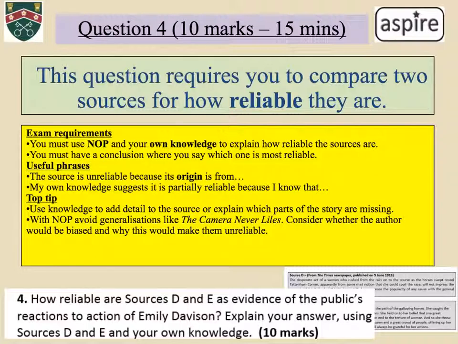Now, in terms of structure, the best way to structure it is to have a paragraph on, say, source D, a paragraph on, say, source E, and then a conclusion where you give your own opinion and why for which is the most reliable source. Try and remember to avoid generalisations like the camera never lies, and try and consider whether the author would be biased and why this would make them unreliable. So that is how to do question number 4.